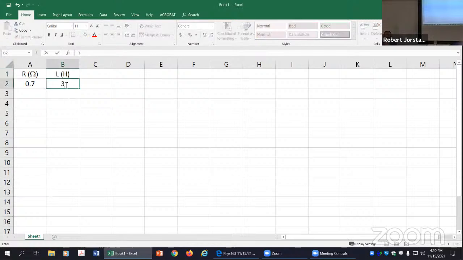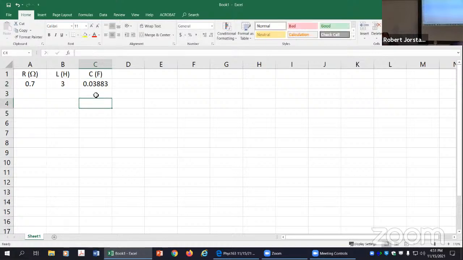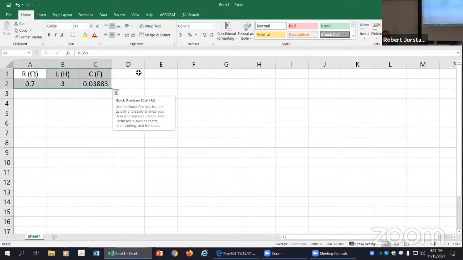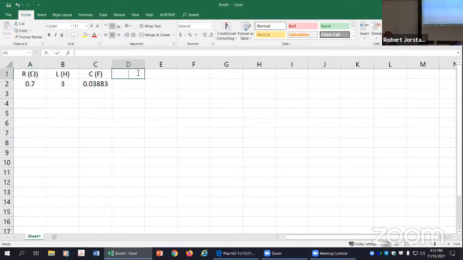And so let's just say 3. And then for our capacitance in farads, let's say 0.03883, for no good reason. I think these are the numbers I used this morning, and I think they worked pretty well. So these are going to be the main parameters. Now we usually have a source voltage amplitude, right?